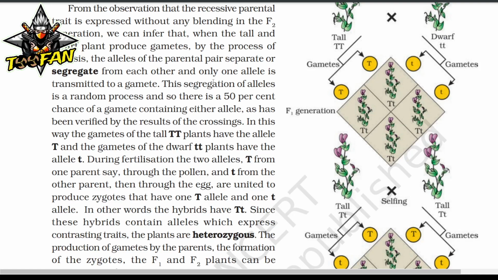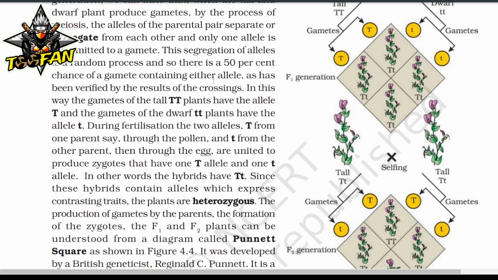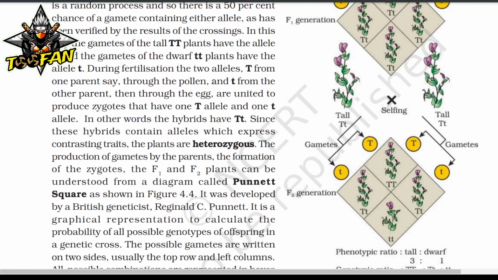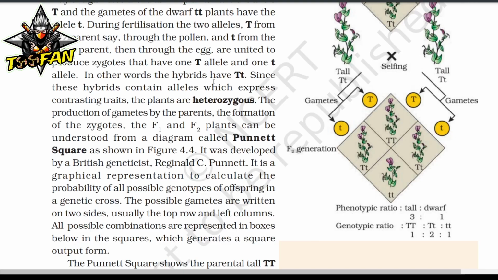The production of gametes by the parents, the formation of the zygotes, and F1 and F2 plants can be understood from a diagram called a Punnett square, as shown in the figure. It was developed by the British geneticist Reginald C. Punnett. It is a graphical representation to calculate the probability of all possible genotypes of offspring in a genetic cross. The possible gametes are written on the two sides, usually the top row and the left column. All possible combinations are represented in the boxes below in the square, which generates a square output form.